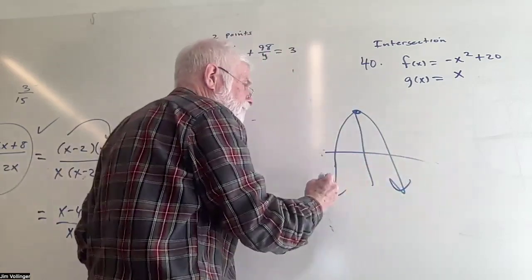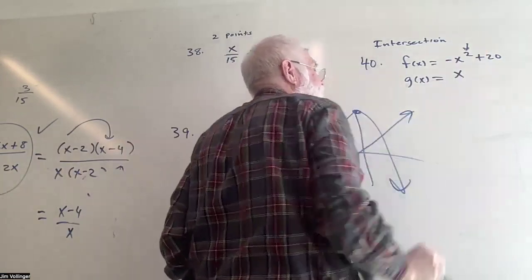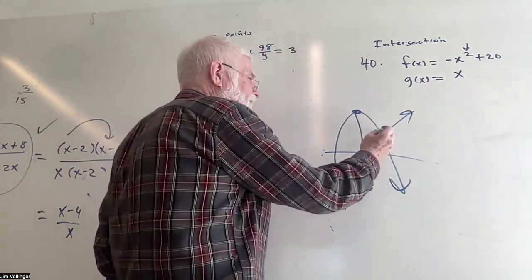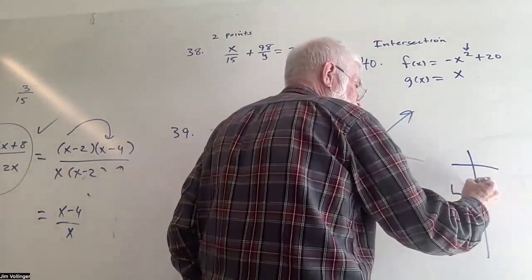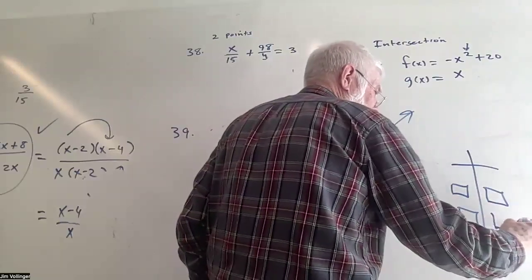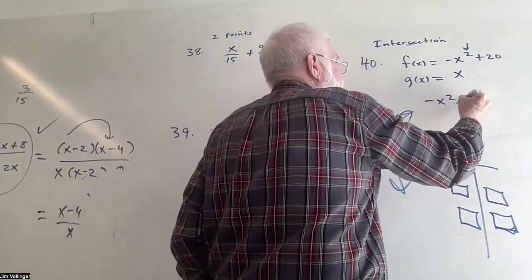Y equals x. I think I got a couple of answers here. How do I find them? How do I find where this graph intersects that graph? Where the table values are the same? I guess if they're the same, then they're equal to each other.